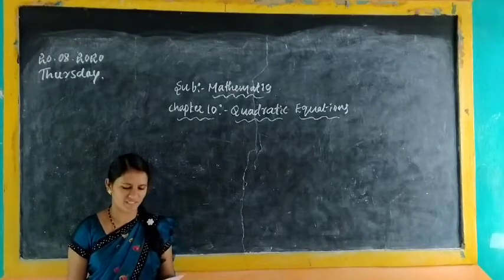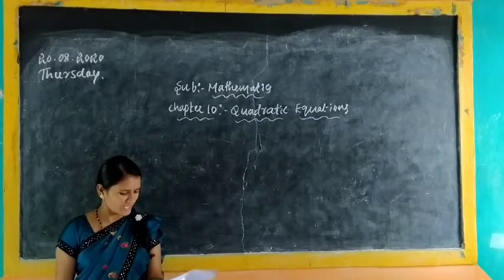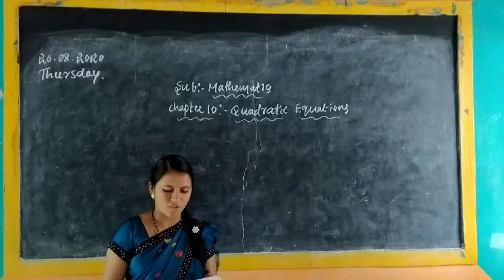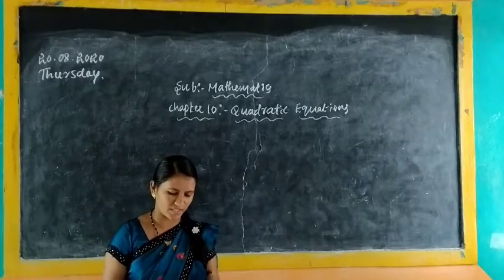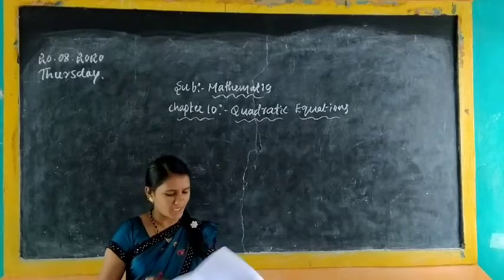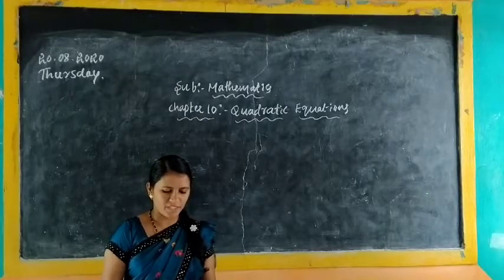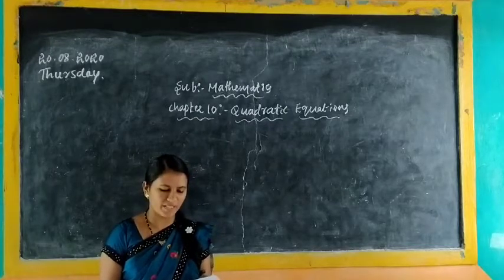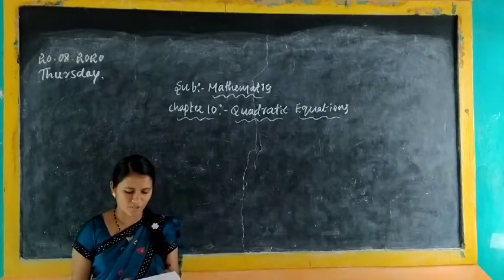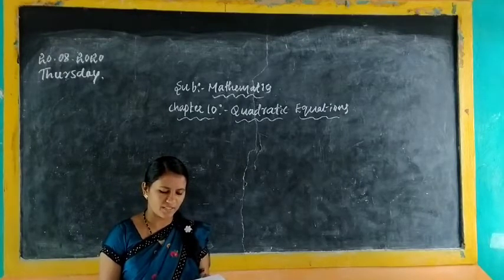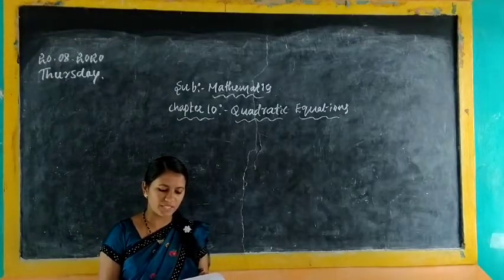Last class we discussed exercise 10.1. In that, the second main question was to represent the following situations in the form of quadratic equations. There were a total of 4 questions, which we solved. In the first question, the area of a rectangular plot is 528 meters square. The length of the plot in meters is one more than twice its breadth. We need to find the length and breadth of the plot.